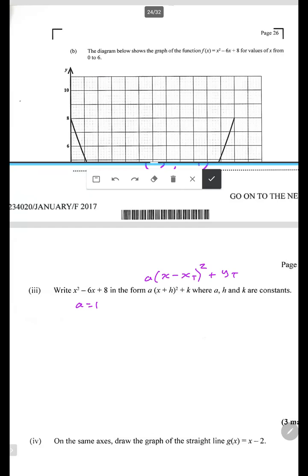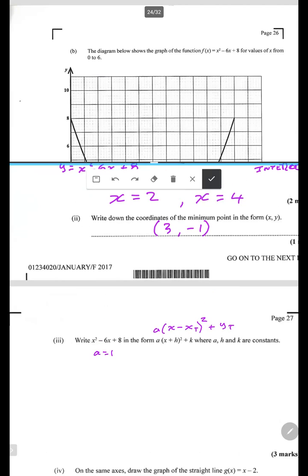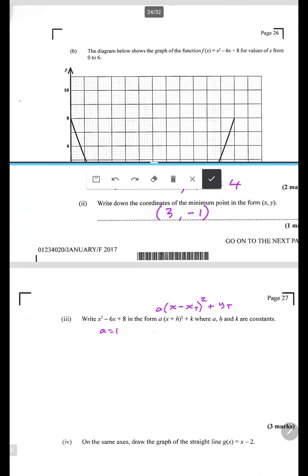And we know the turning point already. See there? The turning point is (3, -1), so we do have to do no work. The minimum turning point is (XT, YT), and it happens to be (3, -1). So it means that the XT value is 3 and the YT value is -1.